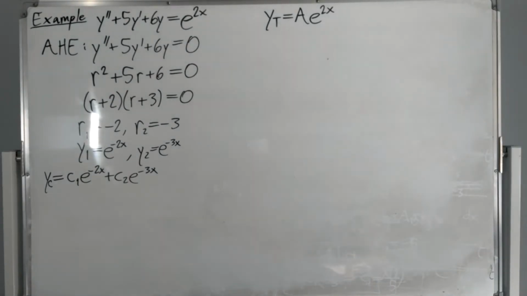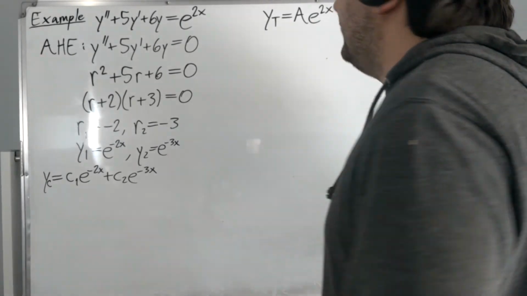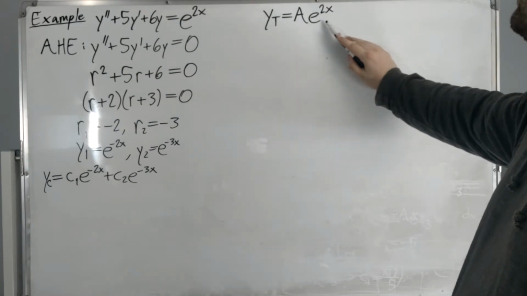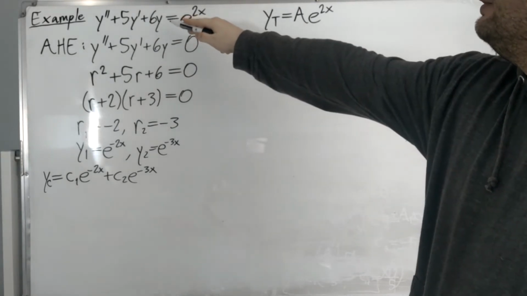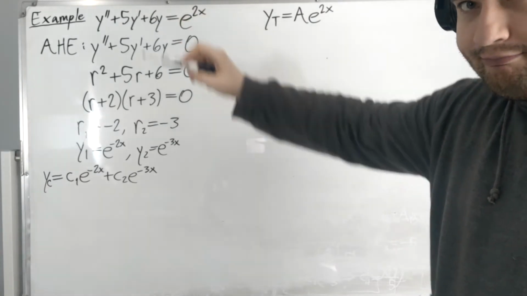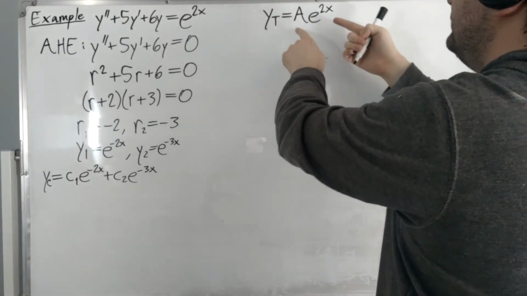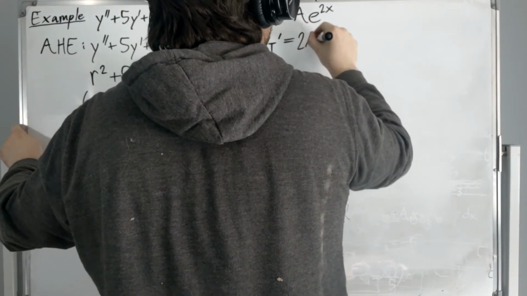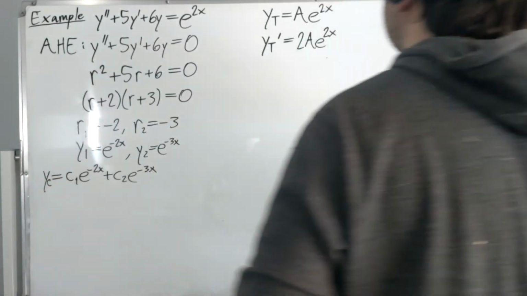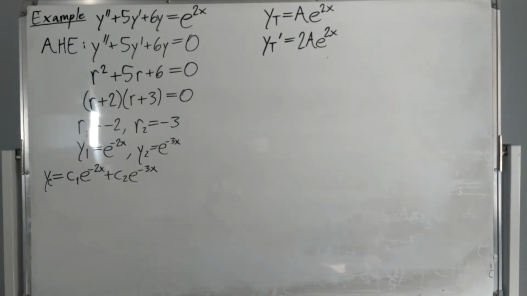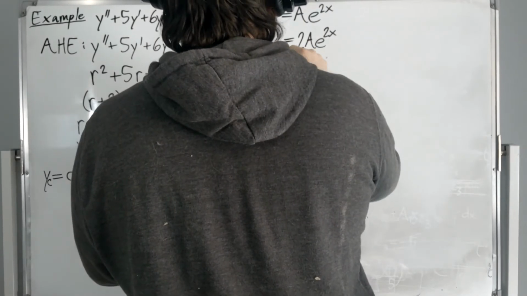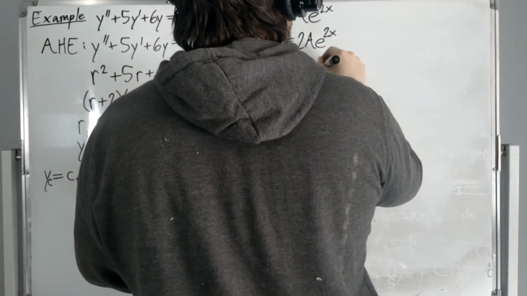In any case, how do you figure out what a is? Well, what you've got to do is take this trial and plug it into the original ODE and see what happens. So, in order to put this into this ODE, we're going to need two derivatives. So yt prime equals 2a e to the 2x. Then the second derivative, yt prime prime, is 4a e to the 2x.